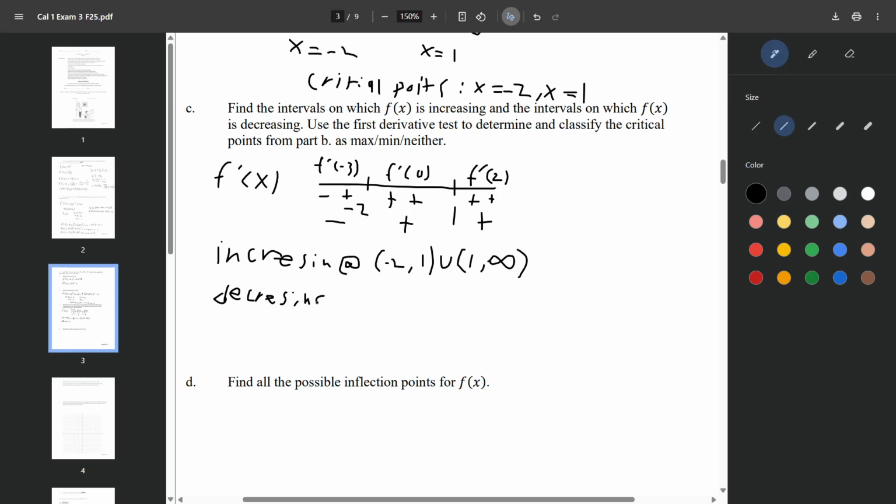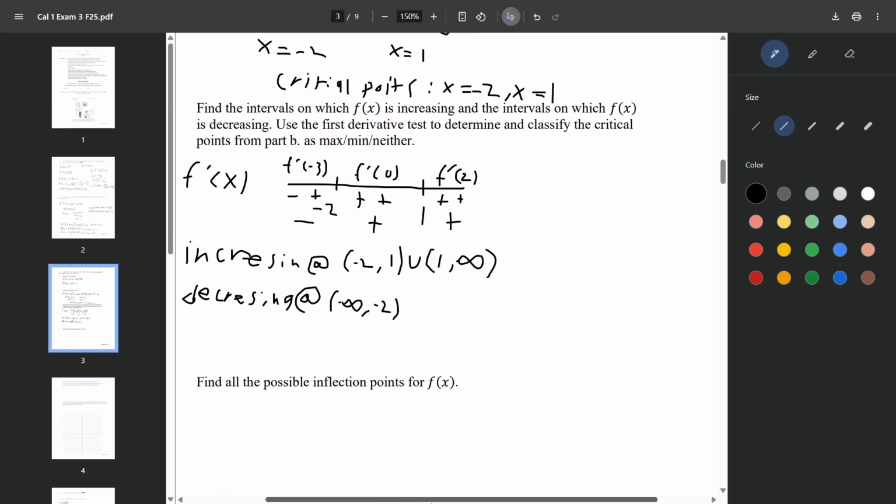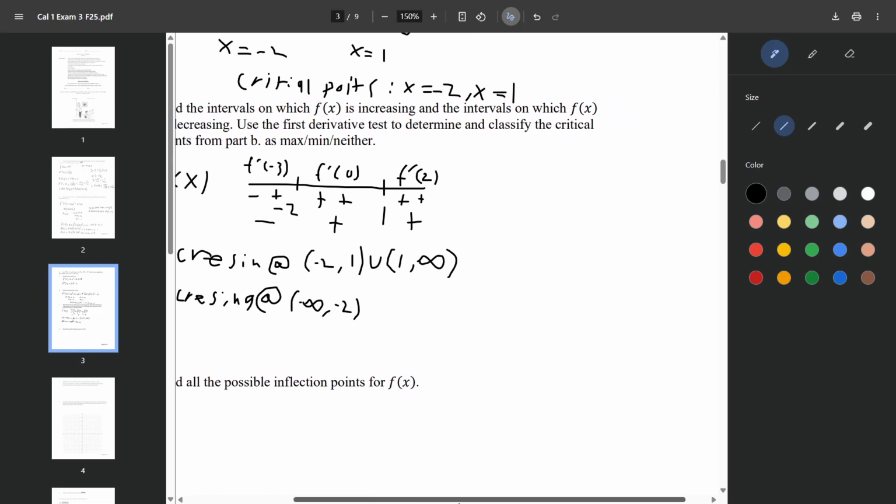decreasing at negative infinity, comma, -2. Now, in order to see where our max, mins, and saddles are, a saddle is when the graph stops increasing or decreasing, but then after it stops, it continues to go in the same direction.